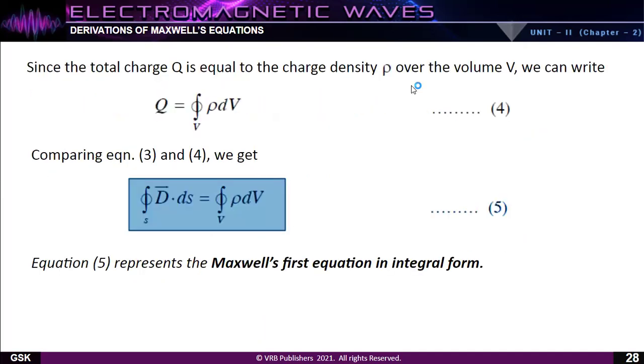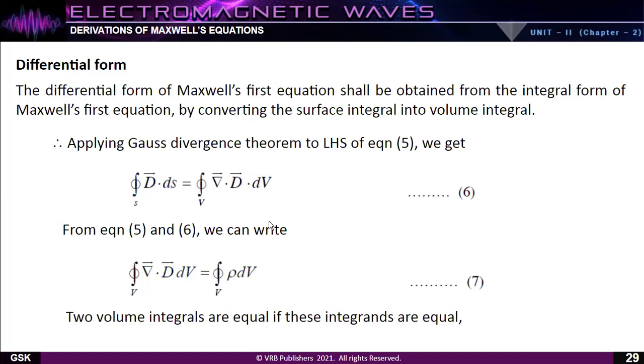Which equation can this be related to? The total charge Q is equal to the charge density rho over the volume V. We can write Q is equal to the closed volume integral of rho dV. So comparing equations 3 and 4, we get the closed surface integral of D dot ds is equal to the closed volume integral of rho dV. So this is our Maxwell equation in integral form. Now we have to derive the differential form, then only we will get the del value.